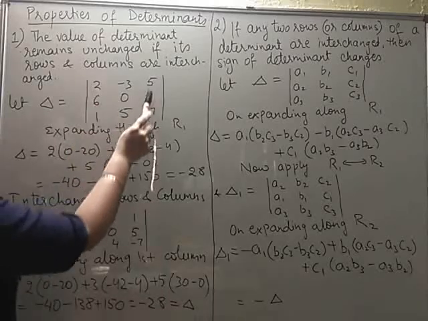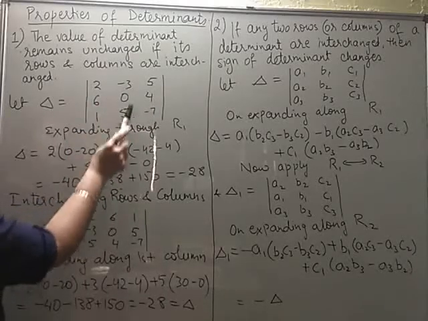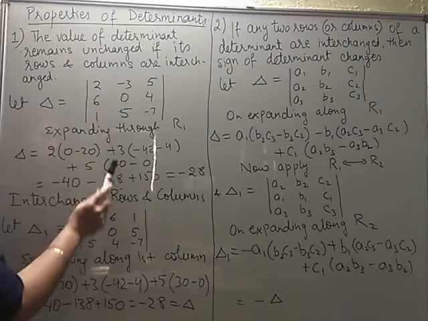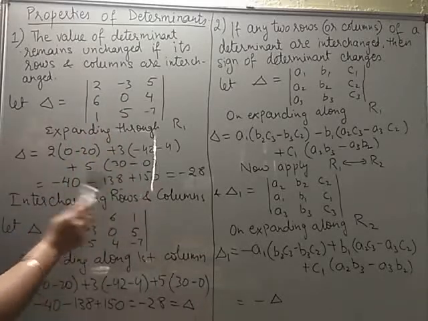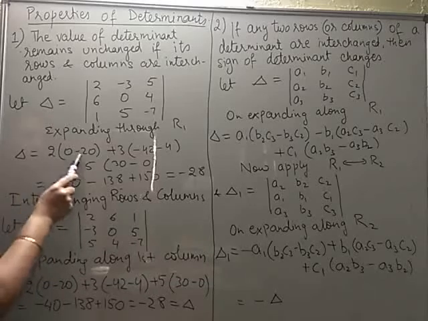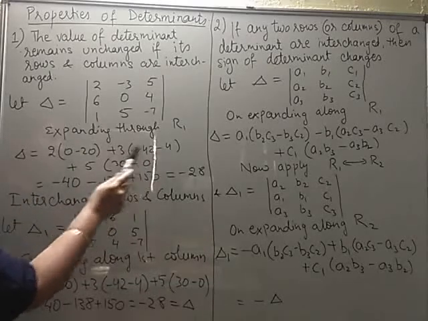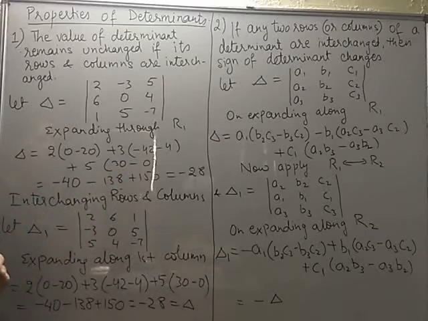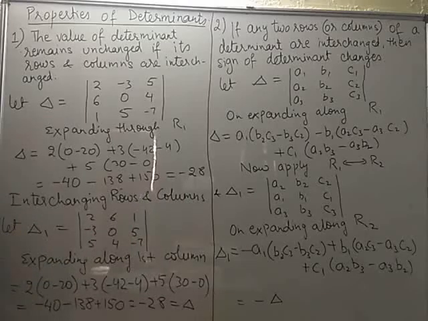And then hiding its row and column, these are the 4 elements left in the determinant. Solving for this, 6 into 5, 30. Then minus 1 into 0, 0. Now further solving it, this is 2 into minus 20, which is minus 40. This becomes minus 46 into 3, which comes out to be minus 138, plus 5 into 30, which is 150. And on simplification, it reduces to minus 28. So our determinant has got value minus 28.